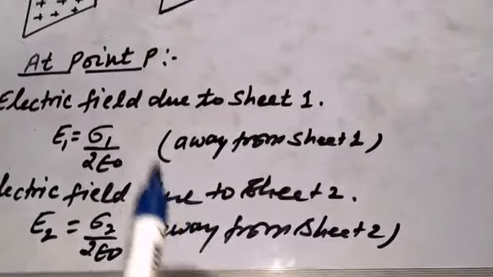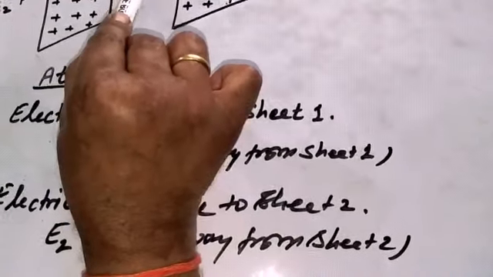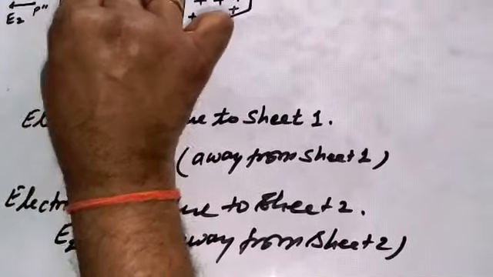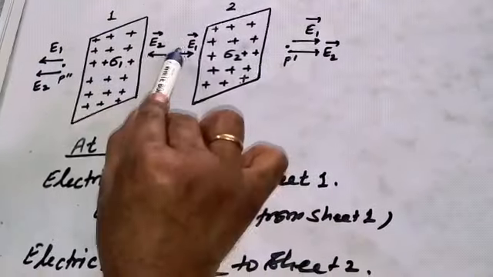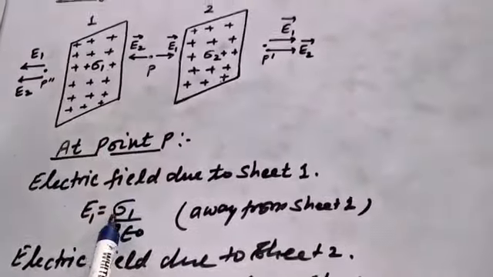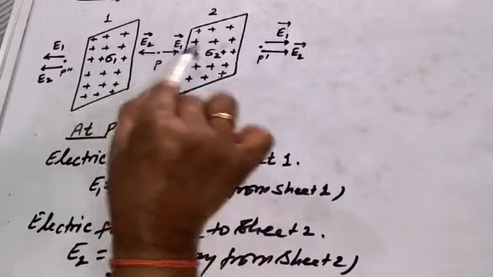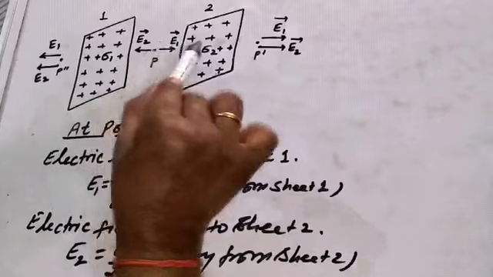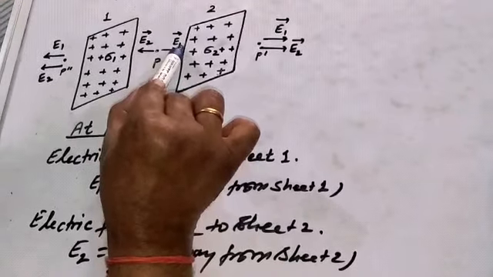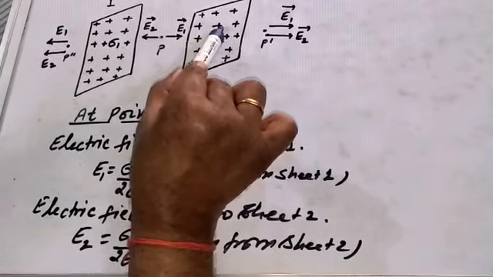And now you see here, at the point P, the electric field due to this plane sheet of charge is E1, whose magnitude is sigma 1 upon 2 epsilon naught, and directed away from this sheet, means away from this first one, or you can say away from sheet 1 and towards sheet 2.